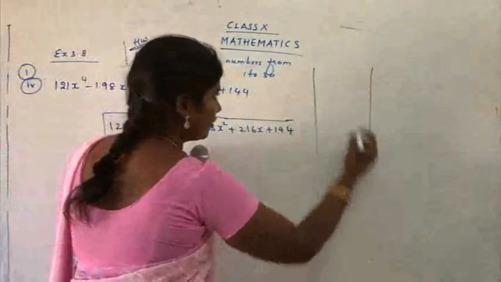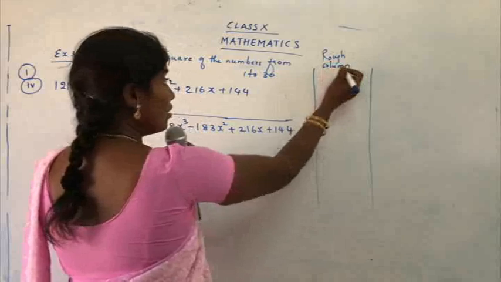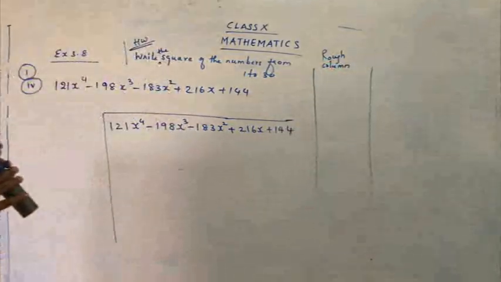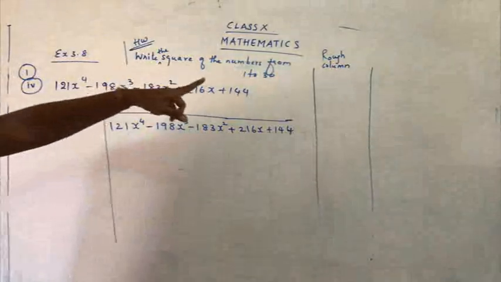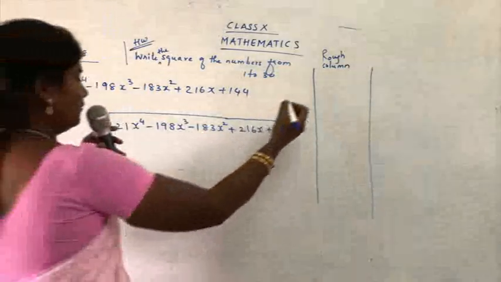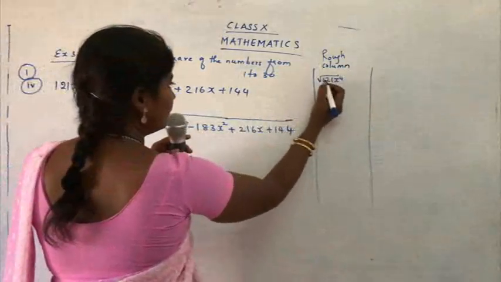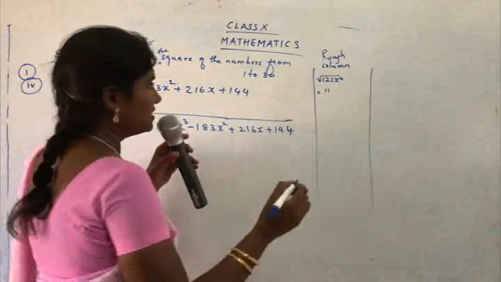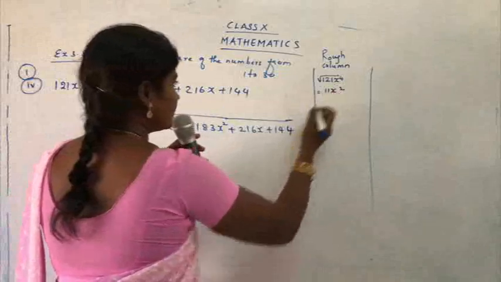Suppose this is my rough column here. You have to make a rough column and show what steps you are following to complete your sum. I want that rough column. When you are submitting the homework, I have to see the rough column on that particular page. Okay, children? So, square root of 121x raised to 4 is equal to 11, because 11 11s are 121. Square root of x raised to 4 is x square.